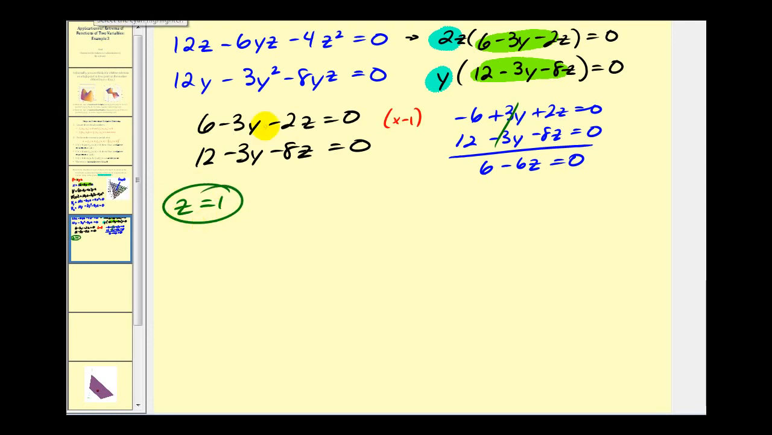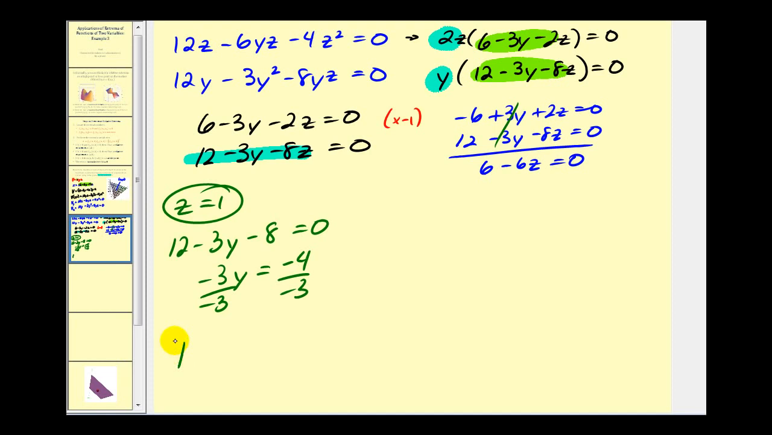Let's go ahead and determine the value of y by using this equation here. So we'll have 12 minus 3y minus 8 times 1, that'll be 8, must equal 0. So we have negative 3y equals, this would be positive 4. Move it to the other side, that's negative 4. So we have y is equal to 4/3.